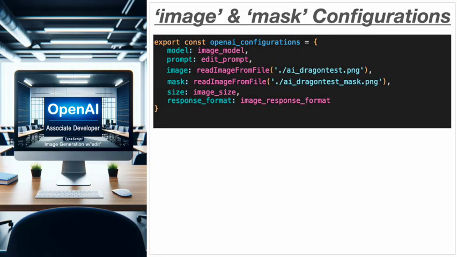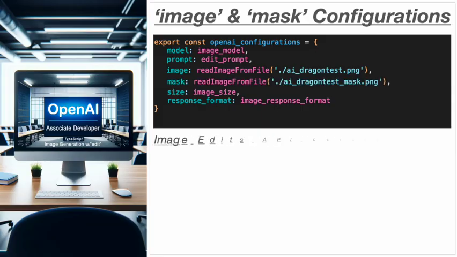Now, let's look at the image and mask configurations and explore the requirements to see how they're used in the OpenAI images.edit API call. Our OpenAI configurations object will now need to include a prompt, an image, and a mask. The prompt describes how the AI should edit the masked area. For our example, we'll set our prompt to change the dragon to have intense cold blue evil eyes.